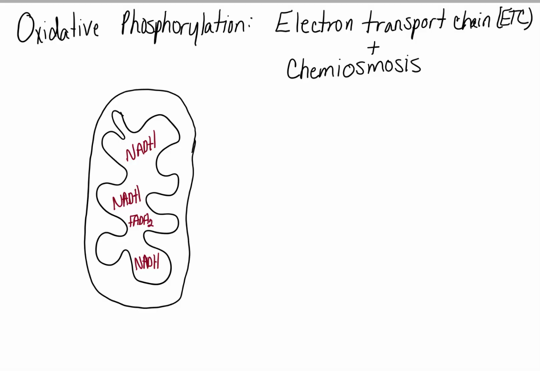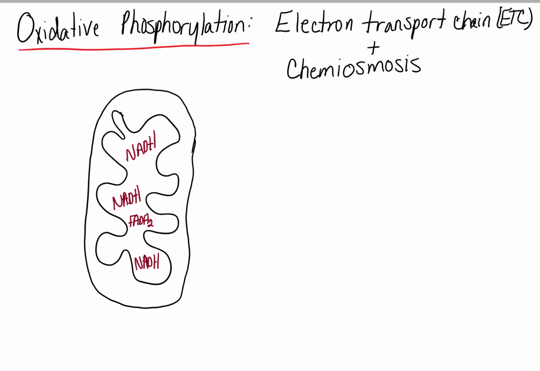We are now on to the last step of cellular respiration, which is oxidative phosphorylation. And oxidative phosphorylation includes both the electron transport chain and chemiosmosis. And I think it's important to layer on the information step by step to really conceptualize what's happening during oxidative phosphorylation. This is where we are ultimately going to make the bulk of our ATP.